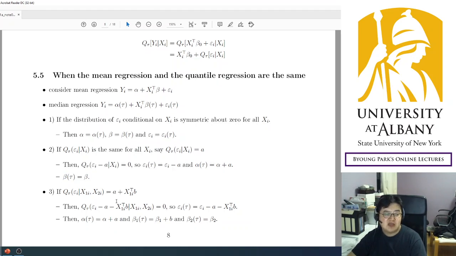Another case is when the quantile is linear in x. In this case, the quantile may change as x changes, but the pattern is linear. Then this linearity can be absorbed into the slope. So the mean is the same, but the quantile may be different, may go up or go down. But if that trend is linear and you reflect the trend in beta, then you have a median regression derived from the mean regression.